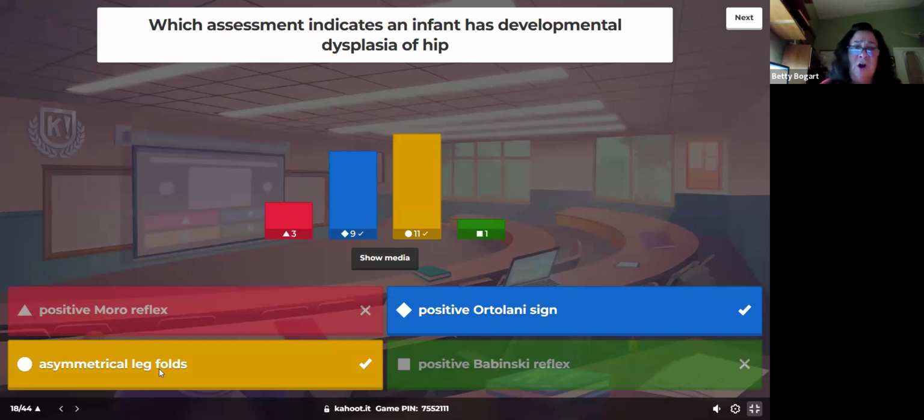The Moro reflex is a startle reflex. That's an infant. That's not what developmental hip dysplasia is. But the Babinski reflex is present from children all the way to adults. And then, of course, you have the positive Ortolani sign and the clicks that you can hear.